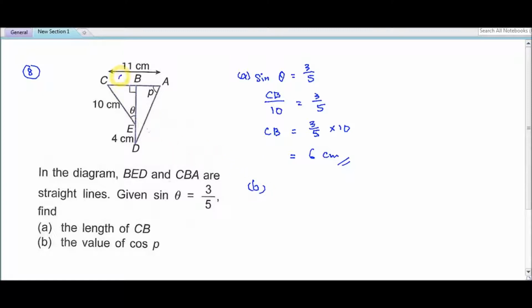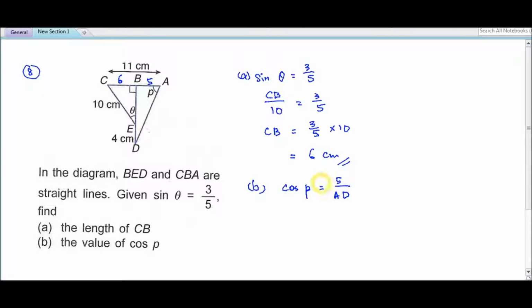You know 6, better we write down 6. If here is 6, here will be 5, because total length here is 11. The value of cosine P. Okay, the cosine is here, CAH. We don't have the hypotenuse here. We know that CAH, this is actually 5 over AD. We don't have the AD. We need to find out the AD.